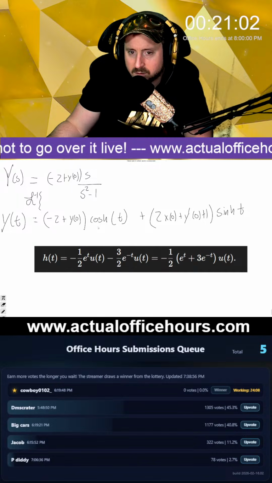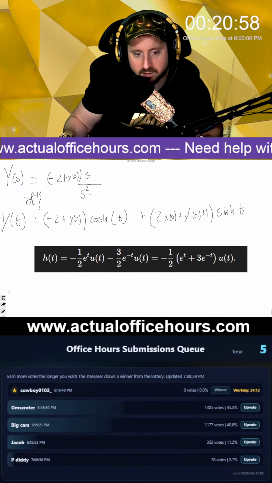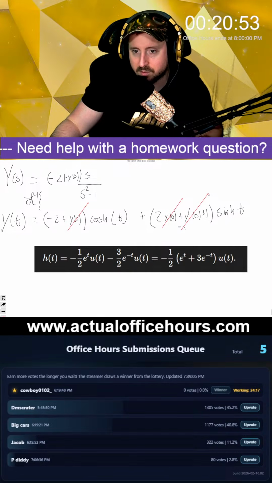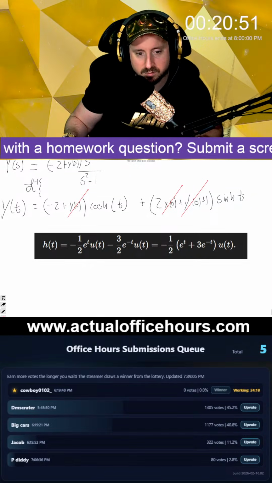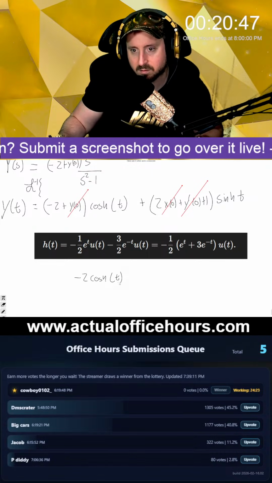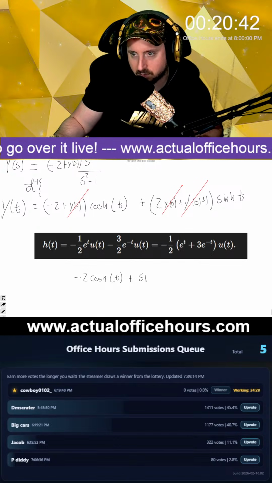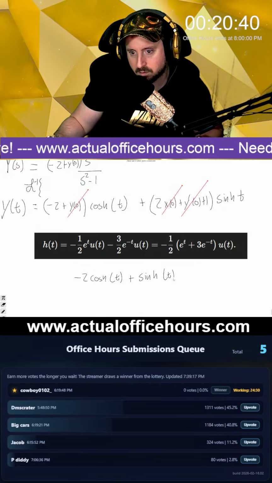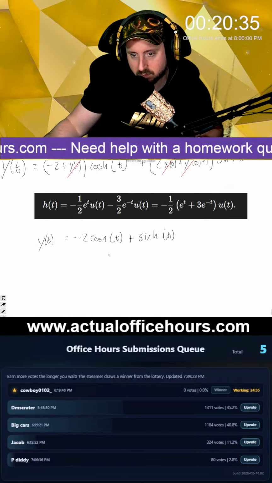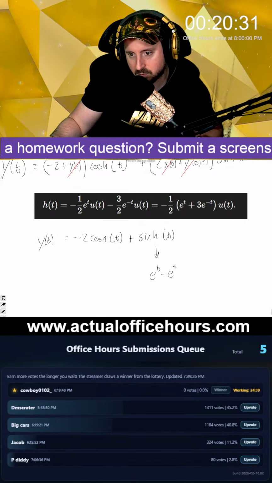Well, if you want to check this, we need to set y of 0 and y naught to 0. So let's actually verify. This is 0, this is 0, this is 0. So the way this would be written is, plus sinh of t, that's it. The definition of sinh of t is e to the t minus e to the minus t, all over 2.